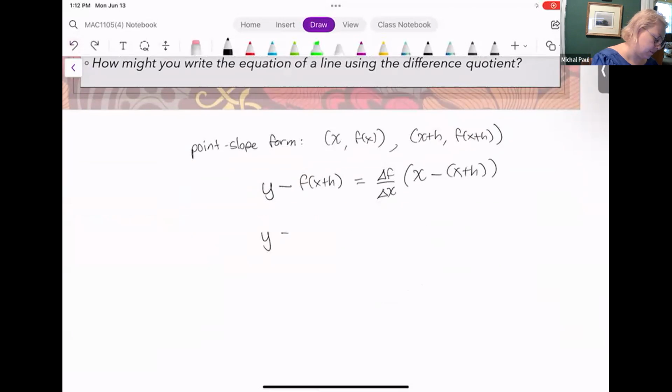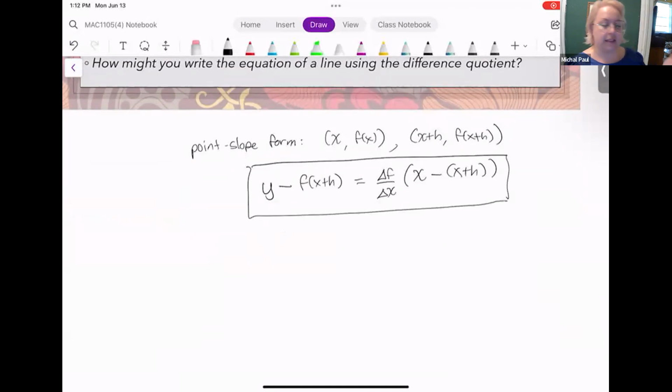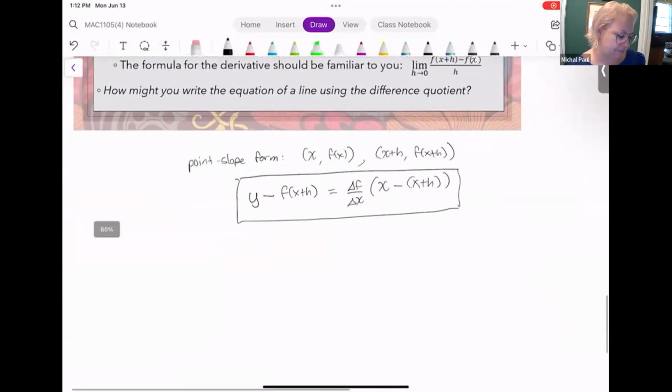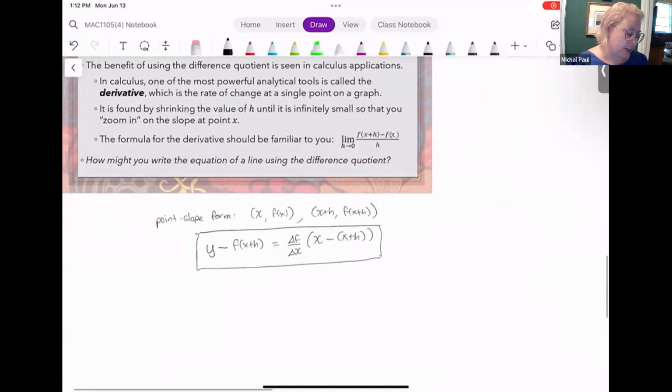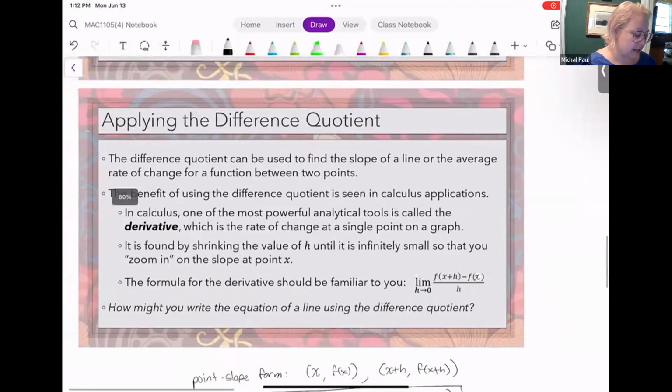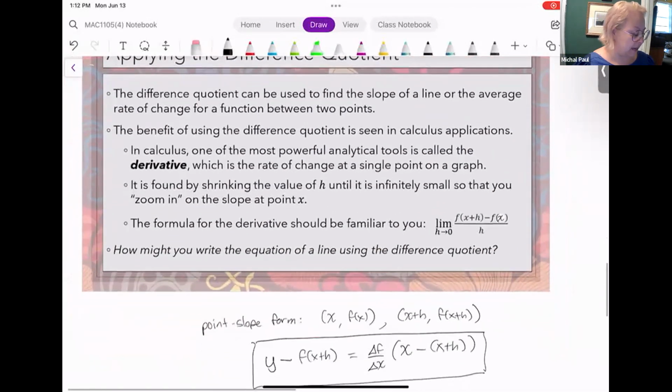I don't even need to write that. This is just kind of how I could use the difference quotient to write the equation of a line. I'd have to add my f of X plus H to both sides to solve for Y and simplify, but that's fine. These are just points, and so they would actually be number values and not expressions, so it's easy peasy.